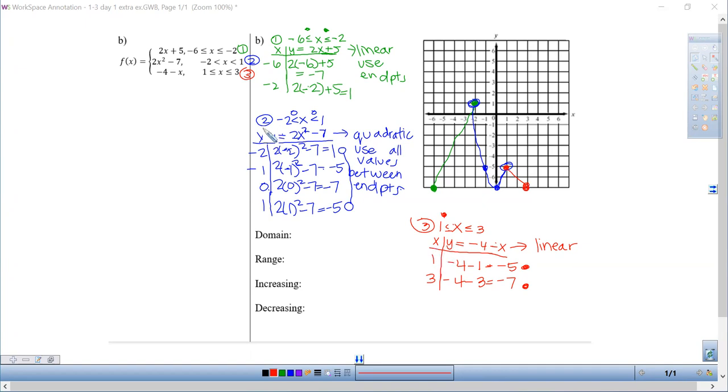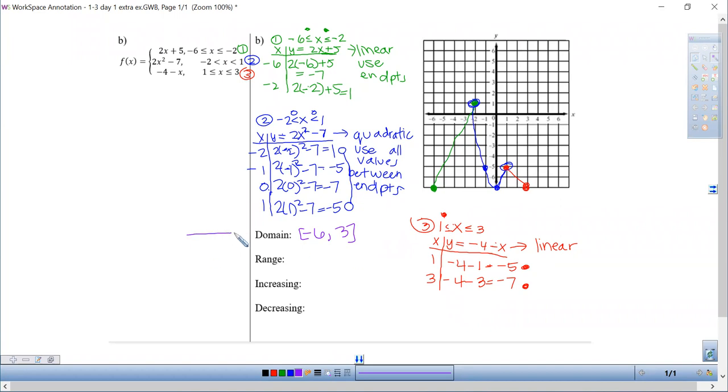So if I look at my graph across for the domain, from left to right, my graph starts at -6, and it's a filled in dot. Notice that all of the holes are filled in. So my graph connects all the way across until I reach an x value of 3. So my domain goes from -6 to +3.